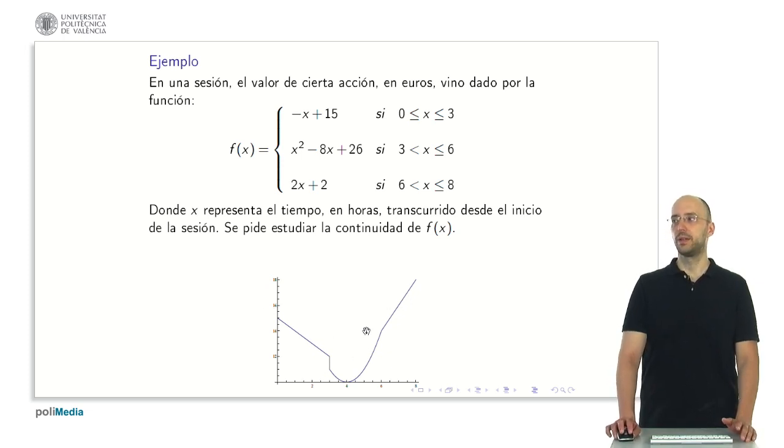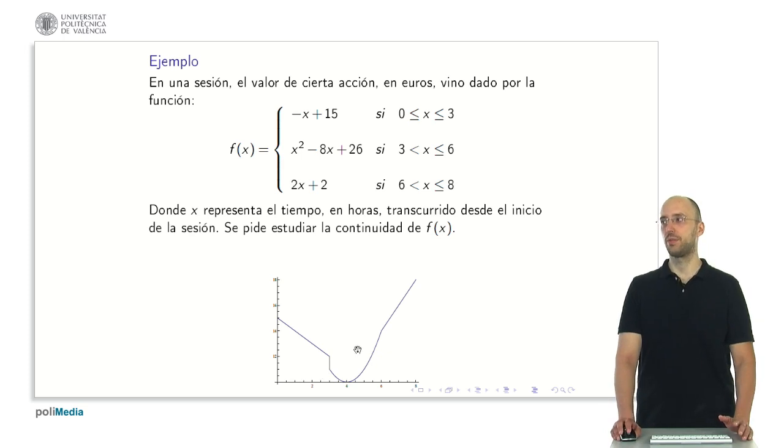As you can see, I have 3 pieces. From 0 to 3, there is a function. From 3 to 6, there is another function. And from 6 to 8, there is another function. I think it is quite clear that here is a kind of jump. Although the program has drawn a vertical line here, connecting these 2 points, in reality, there is some sort of jump. In this case, it seems like the function is not going to be continuous. But we need to analyze it analytically to confirm. We will see how it is done.